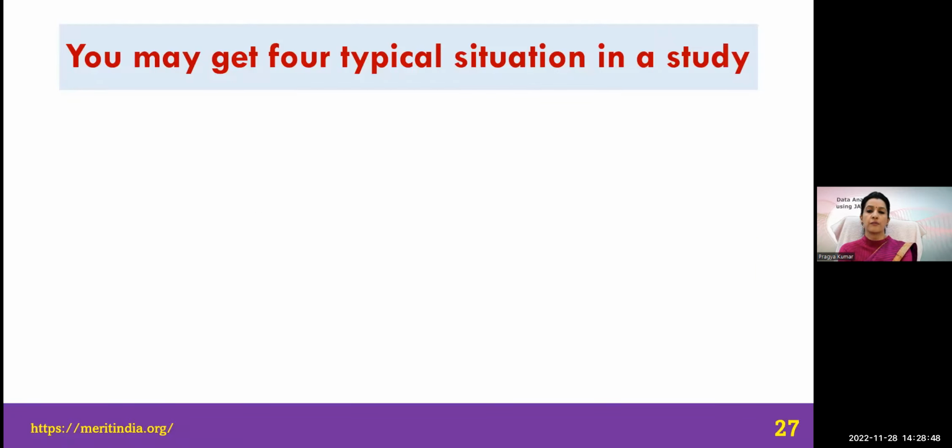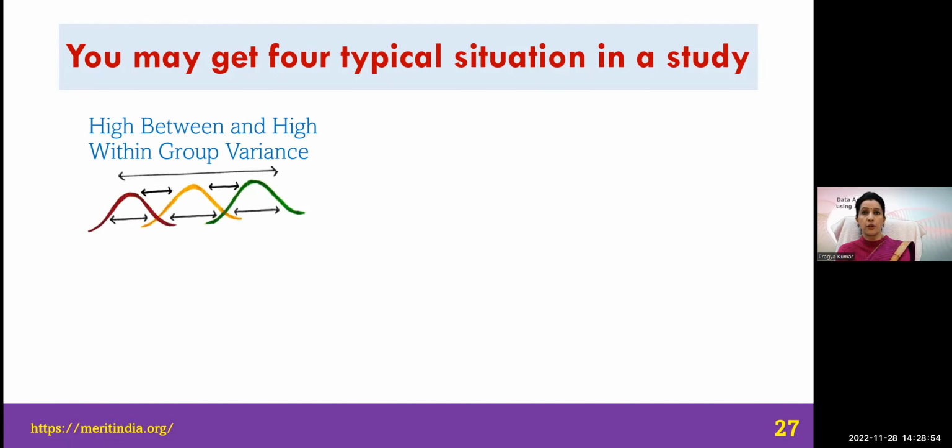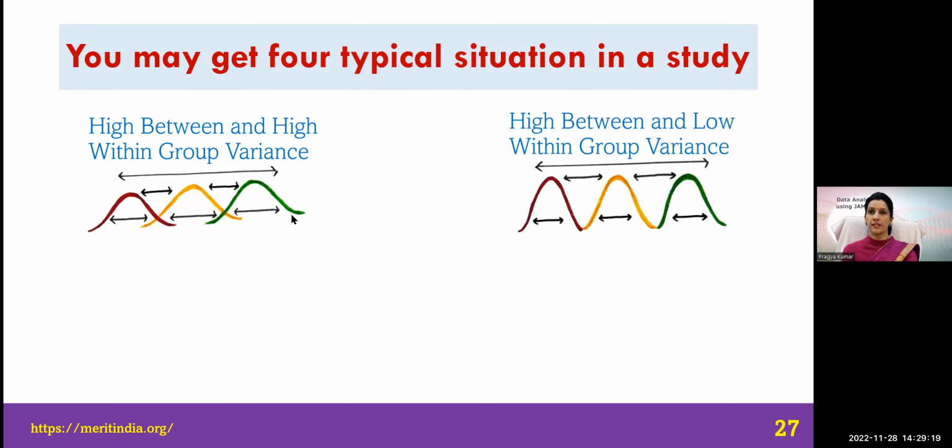So you may get 4 typical situations in a study. The first situation is where your between group variance is high and your within group variance is also high. If you focus on this graph, you can see that this distance is very wide, so between group variance is high. And this distance is also wide, especially the first and third. In this case, you can see that these curves are narrow. So between group variance is high, but within group variance is low.